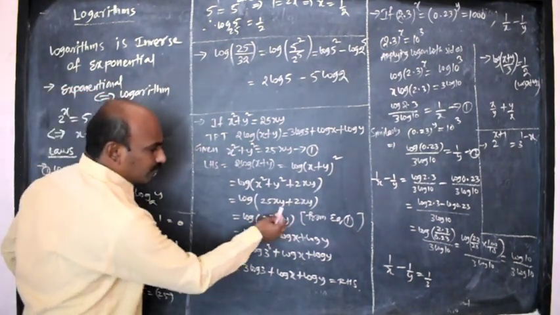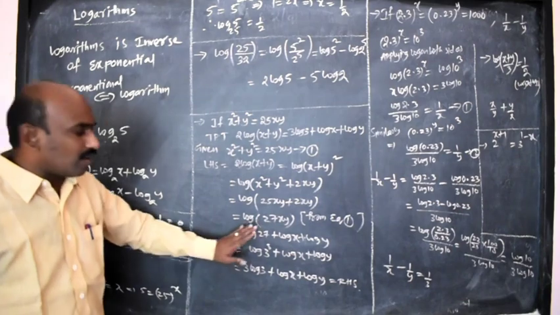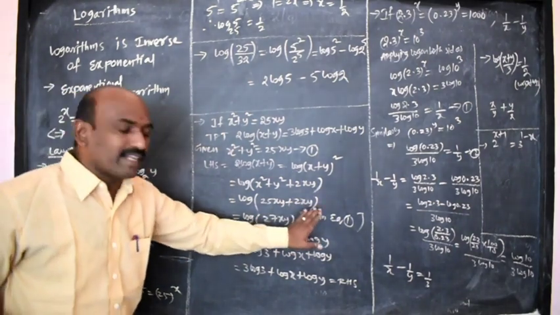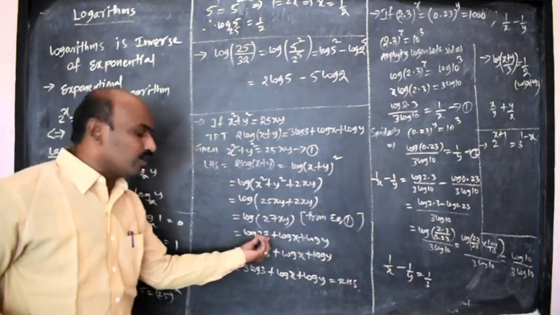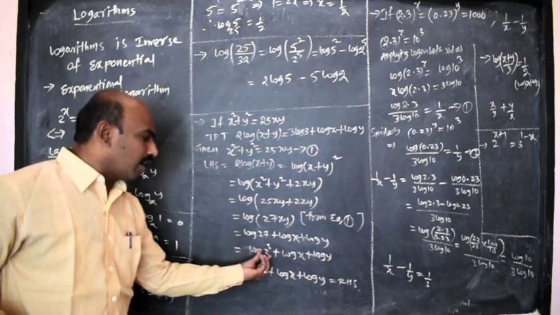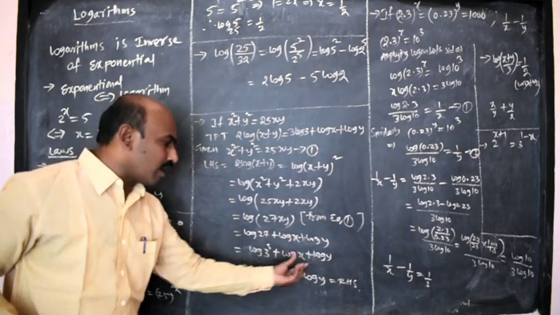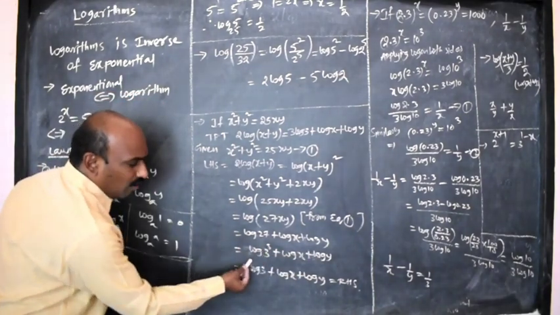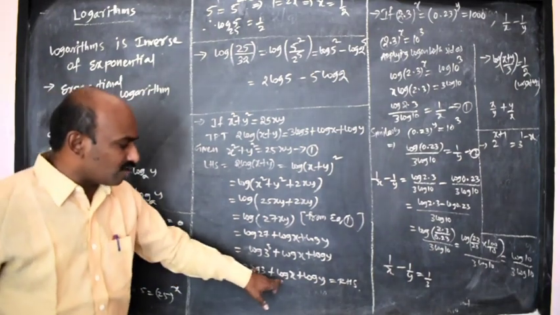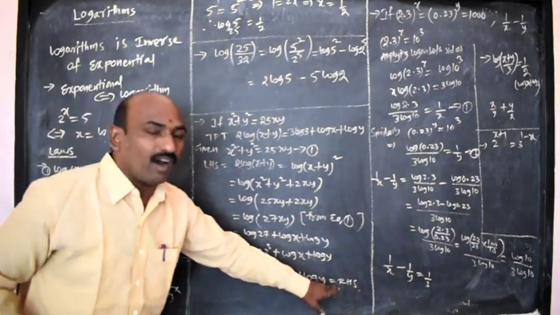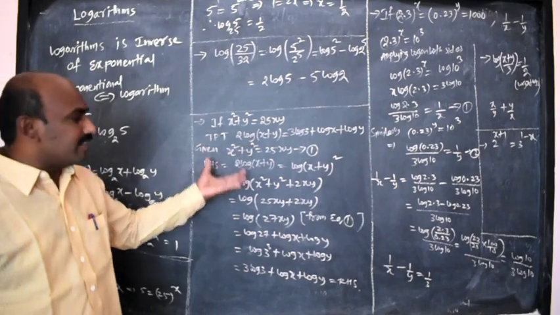Again here there are 3 terms, we can write it as log 27 plus log x plus log y. And here again 27 we can write as 3 cube, log 3 cube plus log x plus log y. Again we can write it as 3 log 3, third law, 3 log 3 plus log x plus log y, that is equal to RHS. Therefore we have solved it. This is one method.